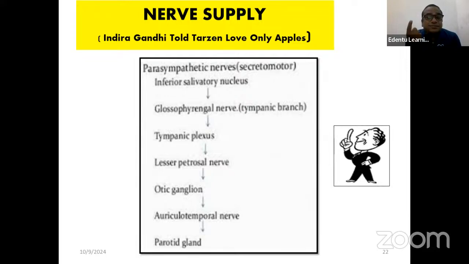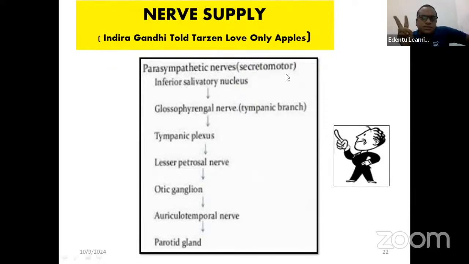Because of secretion. What is the function of the parotid gland? To make saliva. Parotid, submandibular, and sublingual are the 3 major salivary glands. The majority of saliva, 70%, is made from the submandibular gland, 15 to 20% is from the parotid, but still it is a major contributor. So parasympathetic system, secretomotor, secretions, right? The parotid gland will make saliva if it gets stimulated. So secretions are there, and it is motor in nature.